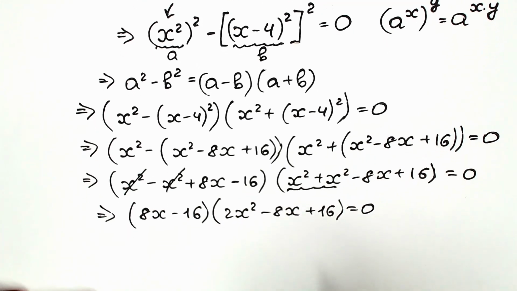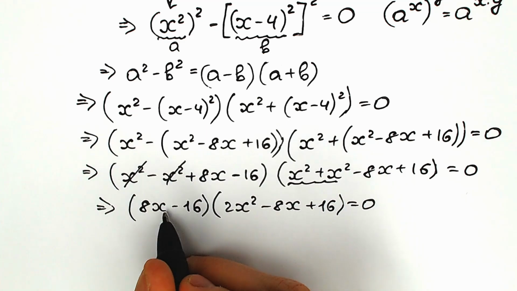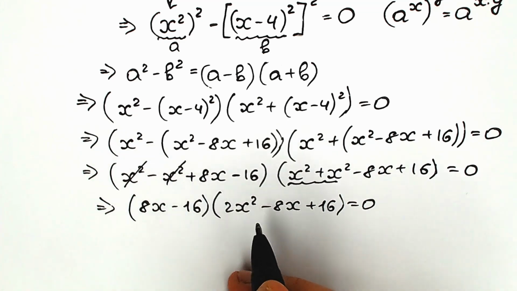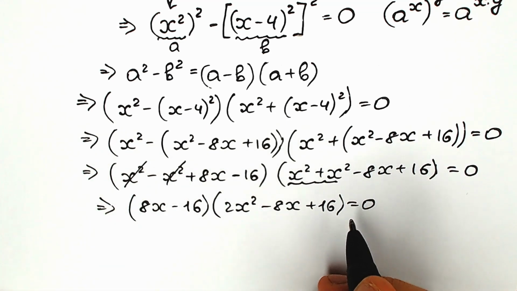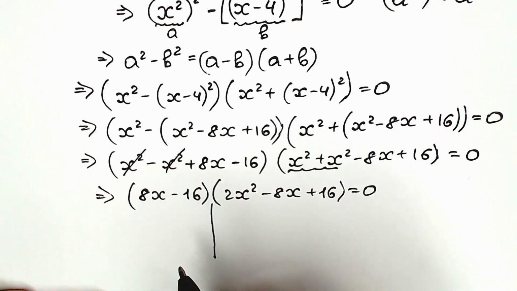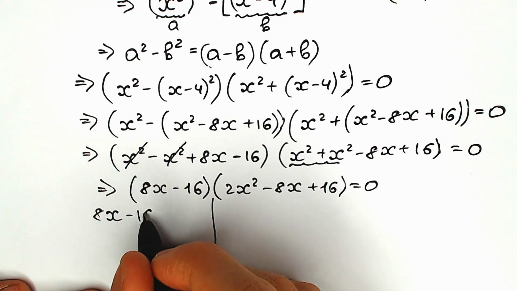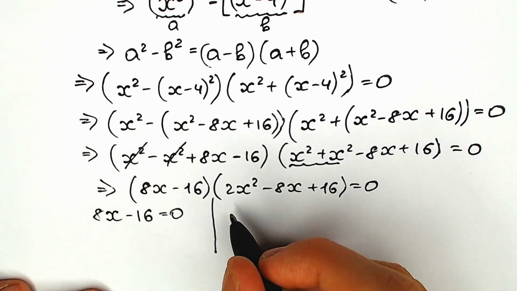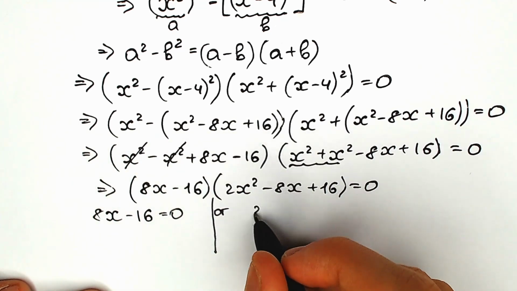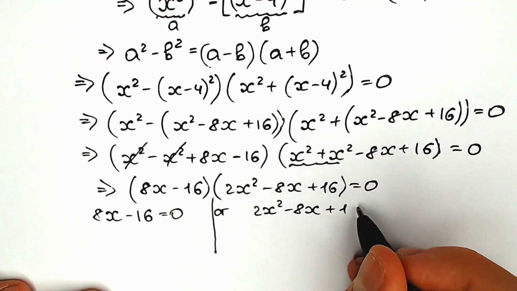Really great. And if you look closely right now, we factored our equation and we have a product of two parentheses. The first parenthesis multiplied by another one, and of course equal to 0. So it means that the first parenthesis is equal to 0. So let's split it into two parts. For example, we are talking about the first equation, 8x minus 16 is equal to 0, and the second equation, or 2x squared minus 8x plus 16 is equal to 0.